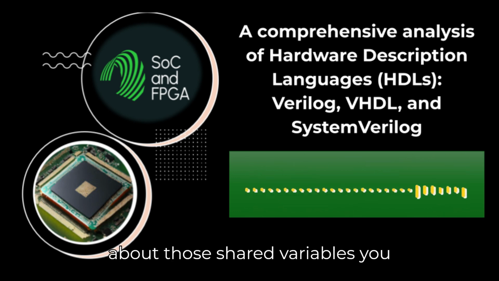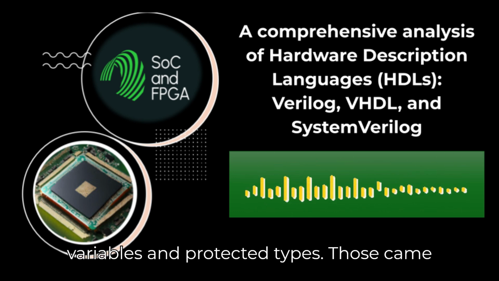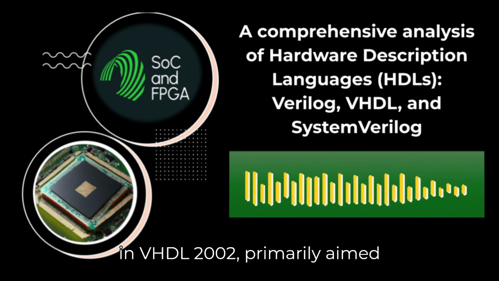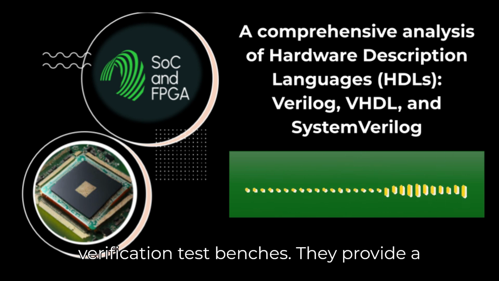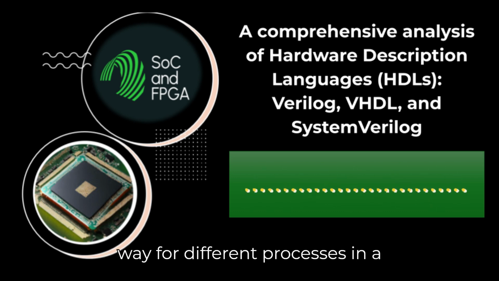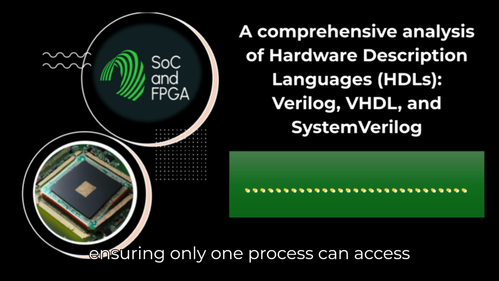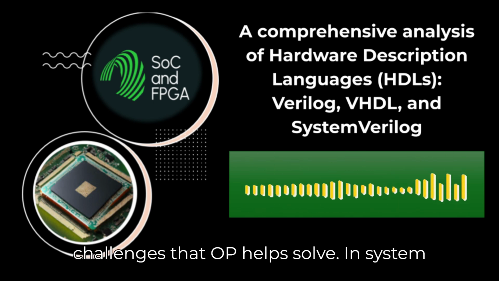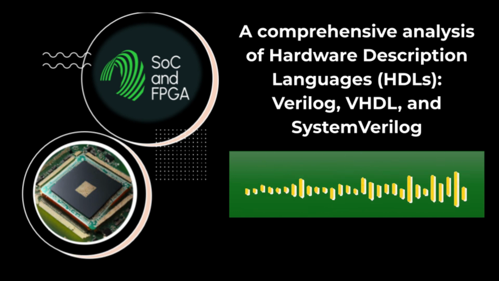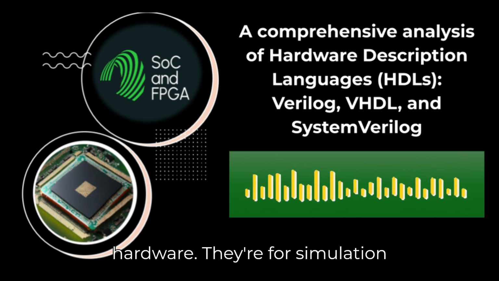What about those shared variables you mentioned earlier? Yes, shared variables and protected types. Those came in VHDL 2002, primarily aimed at improving VHDL's capabilities for verification test benches. They provide a way for different processes in a simulation to communicate safely, ensuring only one process can access shared data at a time. It was sort of VHDL's answer to some of the concurrency challenges that OOP helps solve in SystemVerilog test benches. But crucially, remember, shared variables are not synthesizable. They don't represent hardware. They're for simulation modeling.